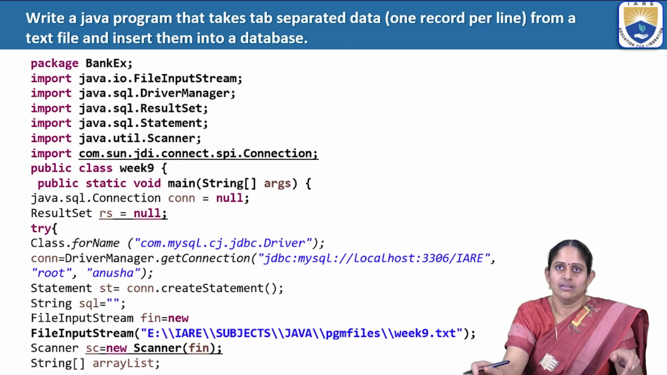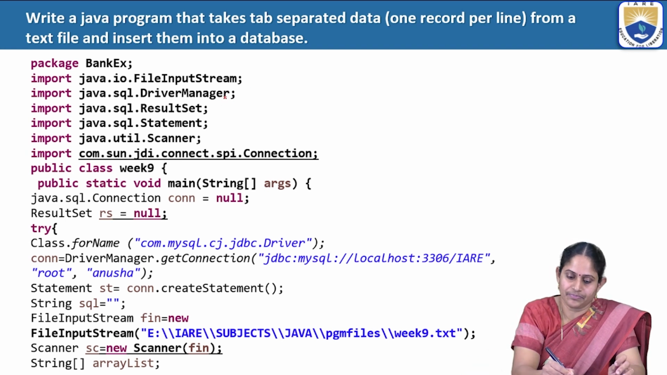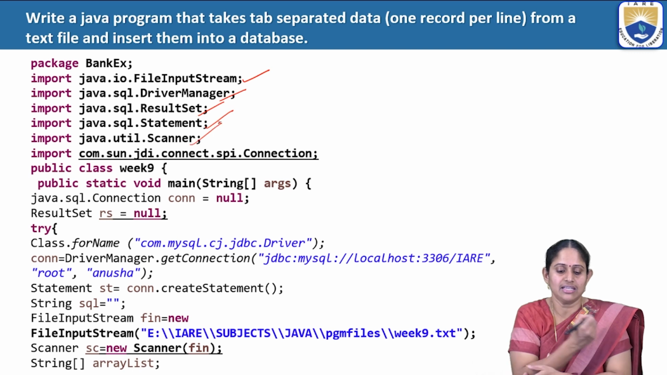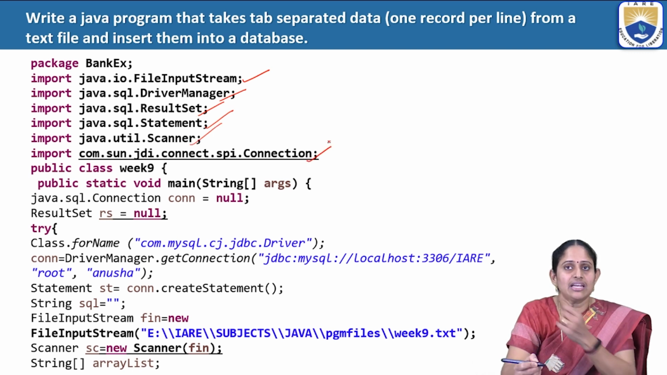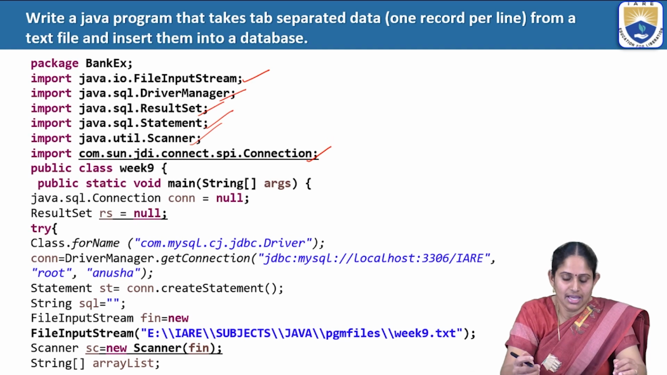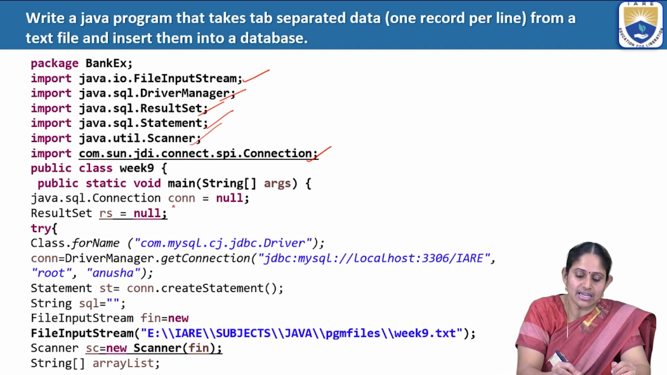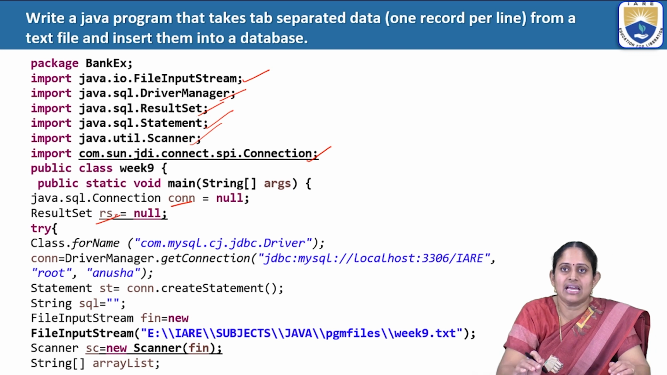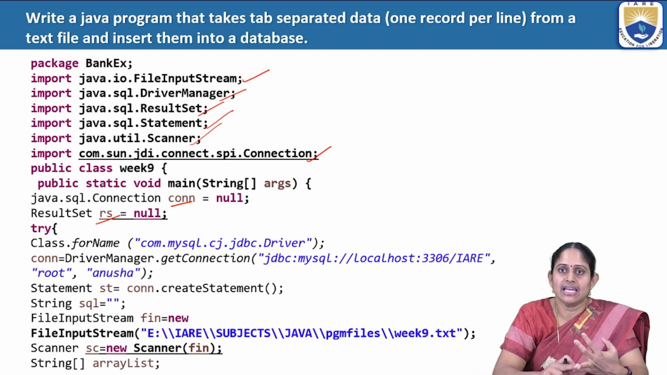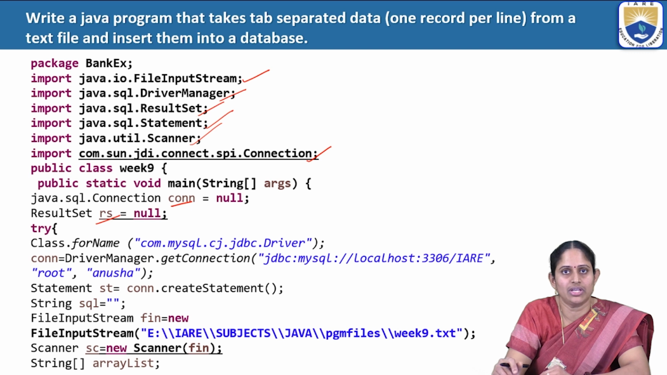we have to make use of all these packages and interfaces. So we are importing them: the file input stream, the driver manager, result set, statement, and scanner class. So all these are imported into the program. Then we are creating a connection object and a result set object and setting them to null. Now, whenever we are going to execute a JDBC program, we have to first load the driver, create the connection, and then create the statement object. Then using that statement object, we will be executing our queries.